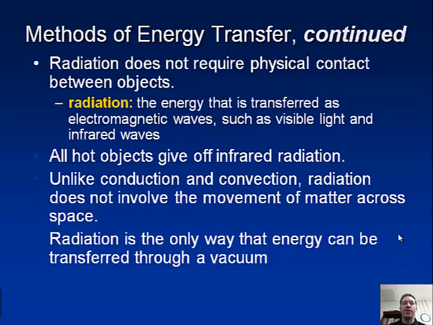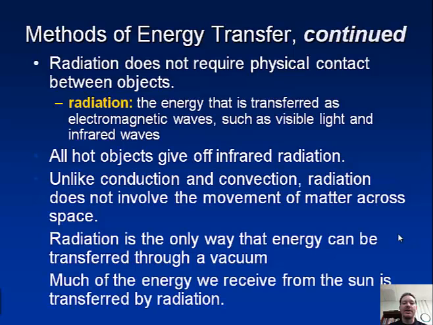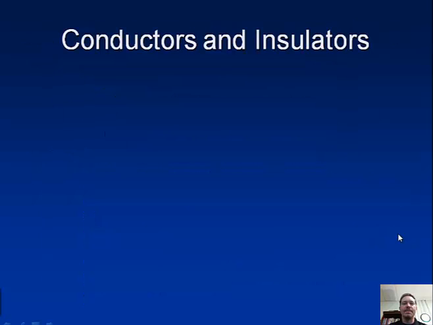The other two forms of energy transfer cannot travel through a vacuum, so they can't be transferred in space. And again, most of the energy we receive from the sun is transferred through radiation.